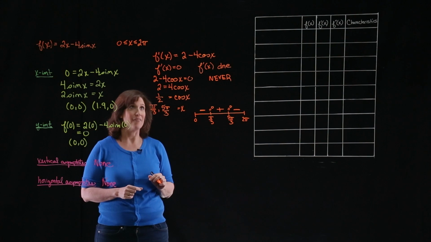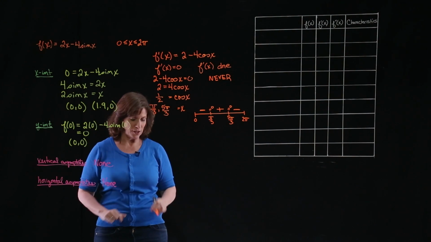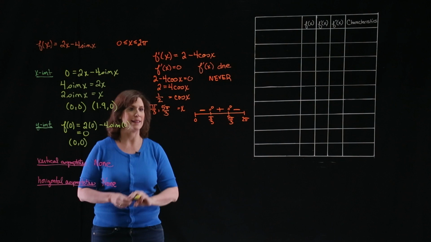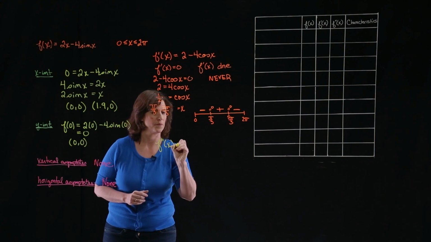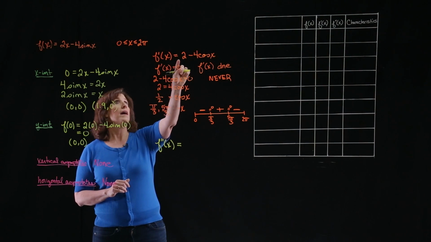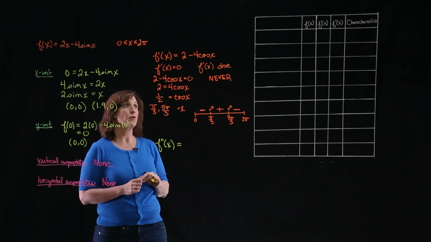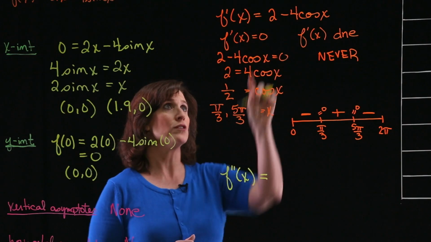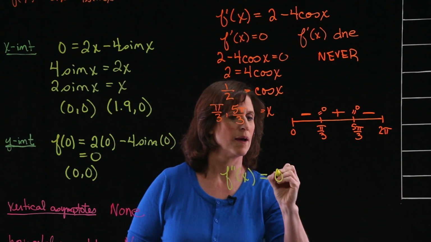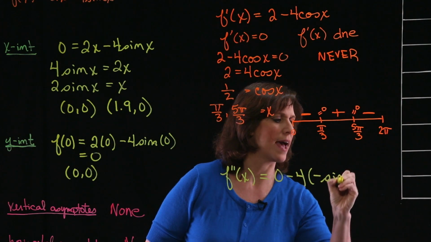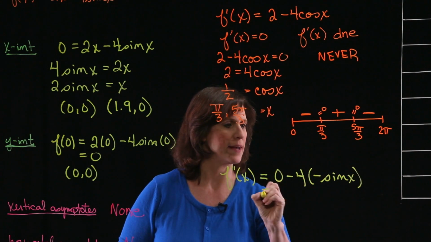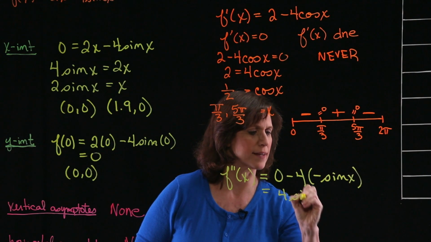Now we're going to look at concavity. Concavity, you need the second derivative. So let's go ahead and look at the second derivative. Okay. My first derivative is 2 minus 4 cosine x. So my second derivative will be 0 minus 4 times a minus sine x, which simplifies to 4 sine x.